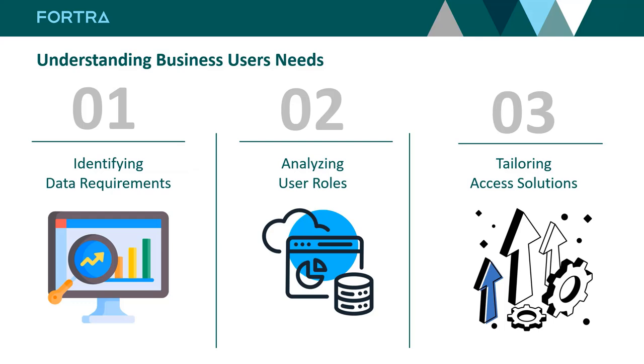Now, the next one here is just understanding the business user needs. I always like to bring this up from that standpoint. When we focus on understanding business user needs, we address three critical aspects, right? Identifying data requirements, analyzing user roles, and tailoring access solutions. This approach ensures that the data is not only accessible but also relevant and actionable, right? And empowering teams across the organization. So let's take a little look at these three categories, starting with identifying data requirements.